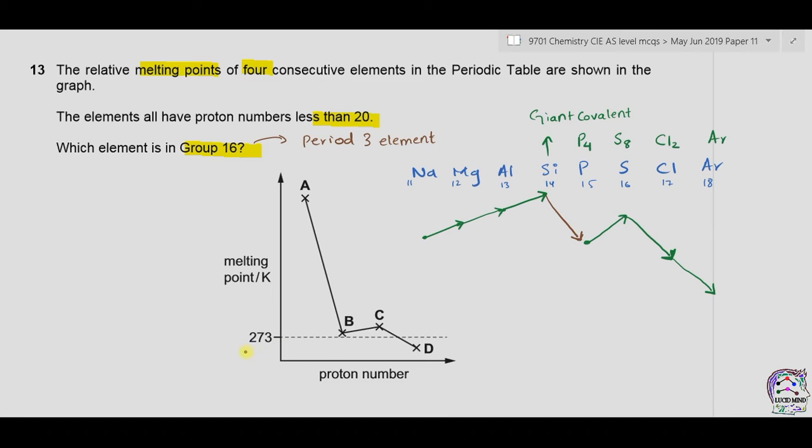Now looking at this graph, the melting point is 273, which is equal to 0 degrees centigrade. As B and C have a higher melting point as compared to 0 degrees centigrade, it means it is not a gas. So it could be phosphorus and sulfur. Then chlorine's melting point is very low as compared to sulfur, so D could be chlorine. While the melting point of A is very high, so it could be silicon. Among these 4, sulfur is present in group 6 of the periodic table, so the answer is C.